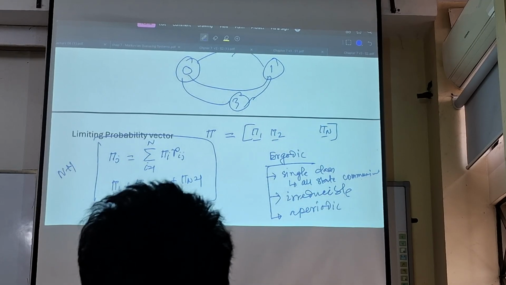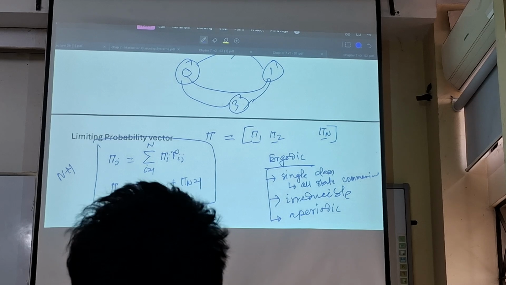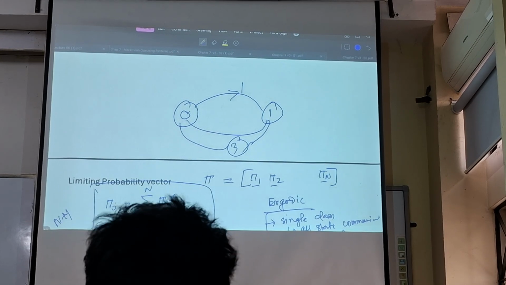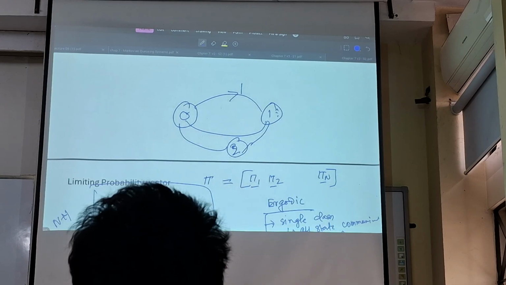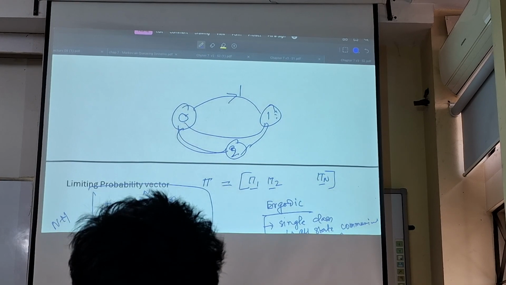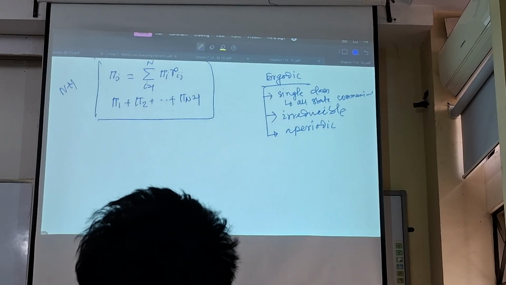It will never actually converge, right? Because always from 0 it goes to 1, from 1 it goes to 2, from 2 it goes to 3, and the probabilities will remain 1, 1, 1. It will never converge, right? Rows will never be identical.